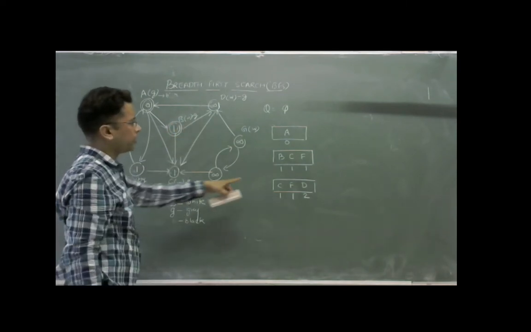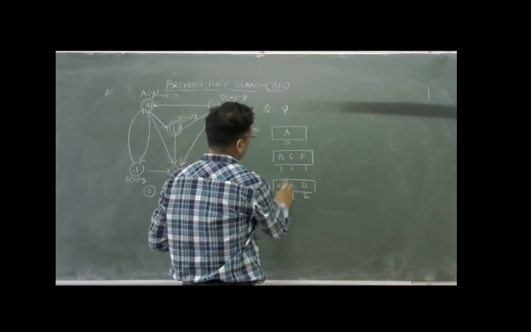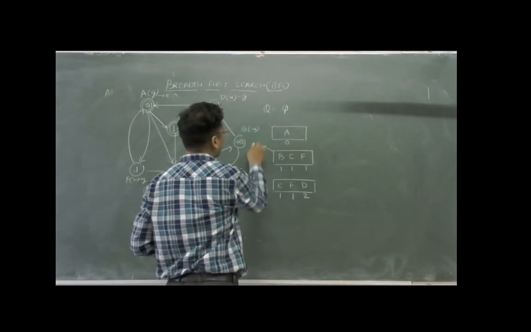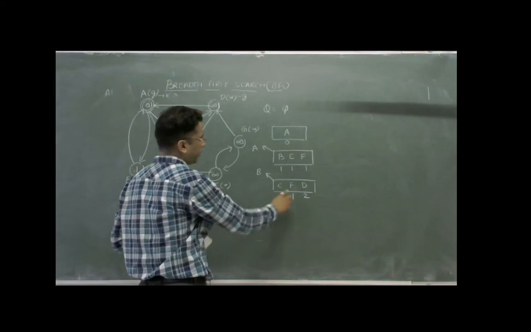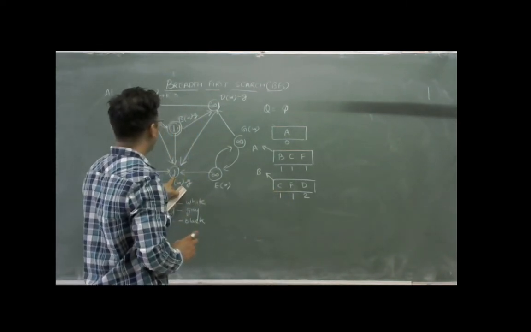After this, the next node in the queue will be dequeued. So I am marking this out A, here out B, right? The next element is C. Through C, we find no new element.